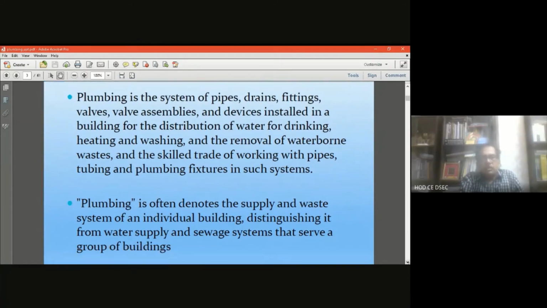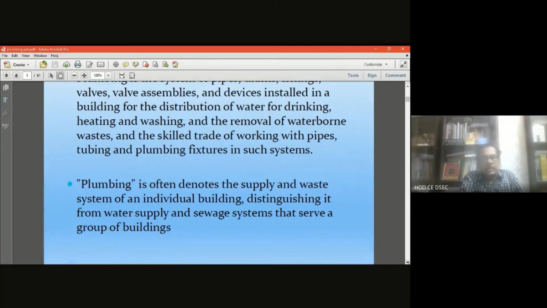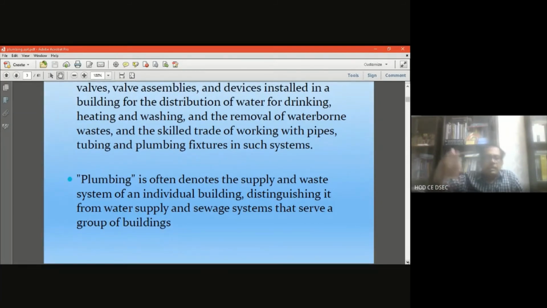Now, plumbing often denotes the supply and waste system. Supply means the water supply line, and the waste system means the excreta, the solid waste, the sewage water from the bathroom, kitchen, toilet, floor wash, etc., of an individual building, distinguishing it from the water supply and sewerage system that serve a group of buildings.